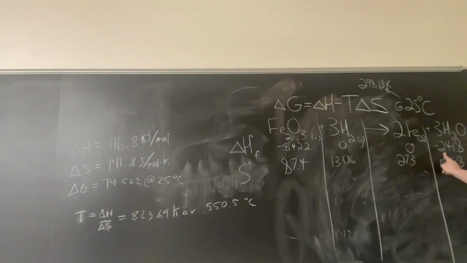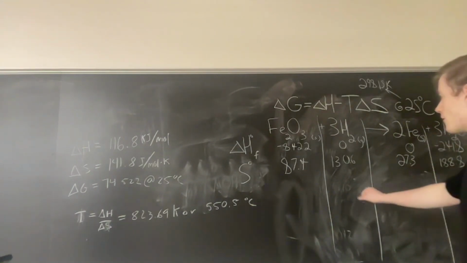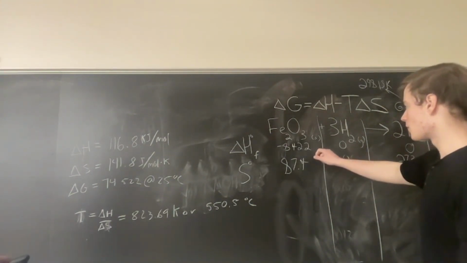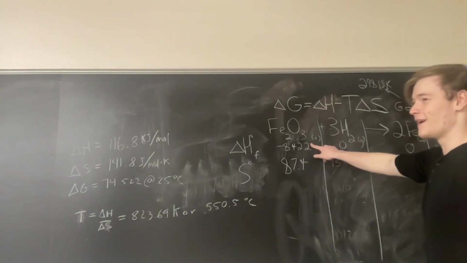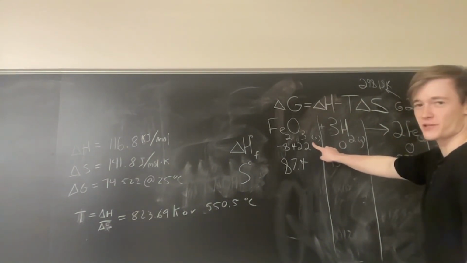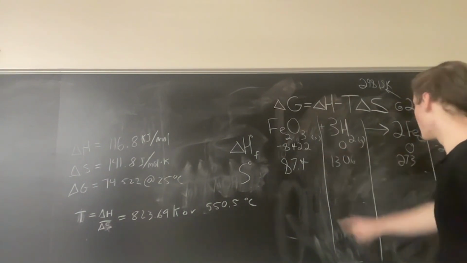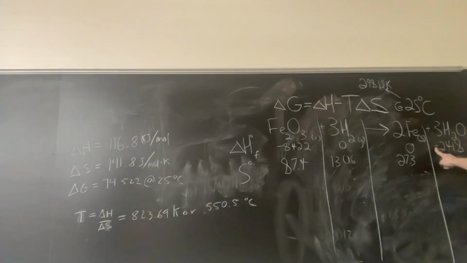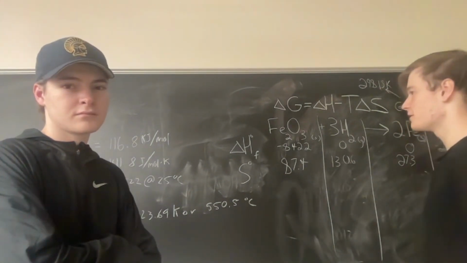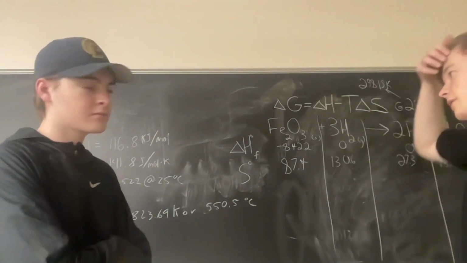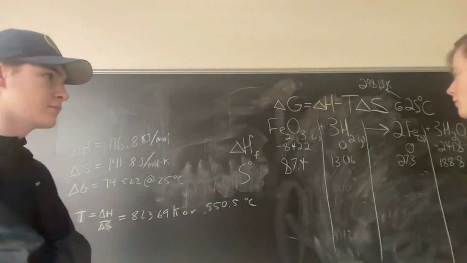Essentially the values we're going to be plugging in here are the delta H values, which you get from subtracting the delta H of formation of this reactant from the delta H of formation of H2O. So that's 3 times 241.8 minus 842.2, and that gives you 116.8 kilojoules per mole.